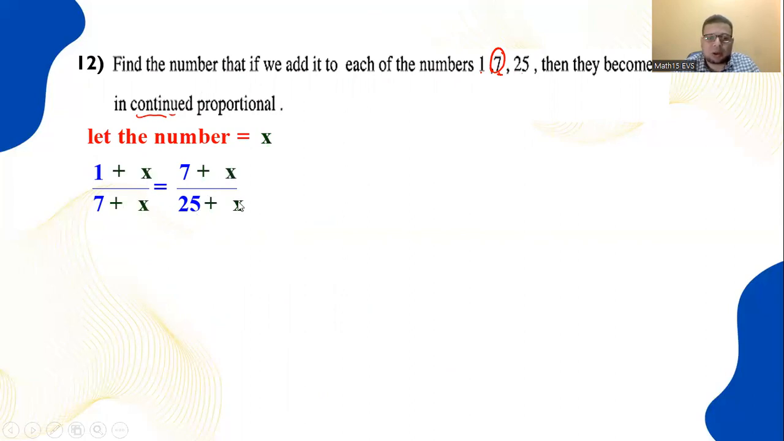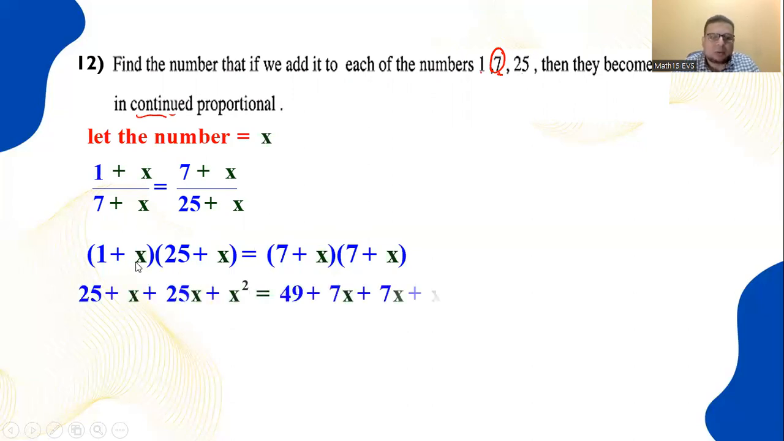So adding x to each term, by using cross multiplication between this bracket and this bracket, multiply, and this equals 7 plus x times 7 plus x, by the same way. 1 times 25 and 1 times x, then x times 25 and x times x, 7 times 7 and x times 7 and times x. So you can simplify now. Here you can remove x power 2 with x power 2. Here 25 and x plus 25 is 26x. And here 49 and 7x plus 7x will be 14x with 49.